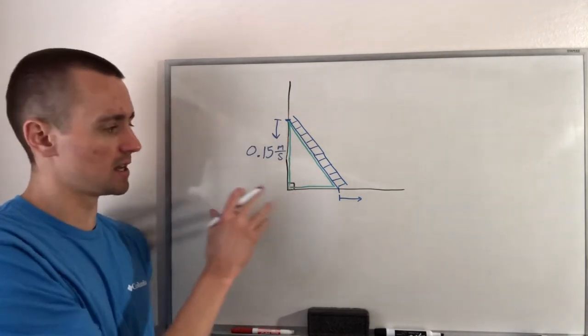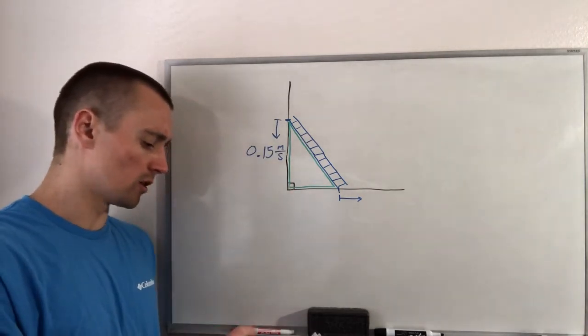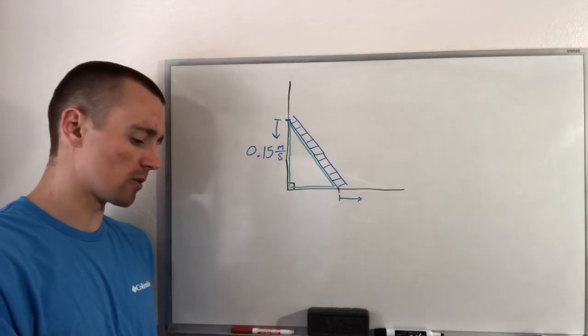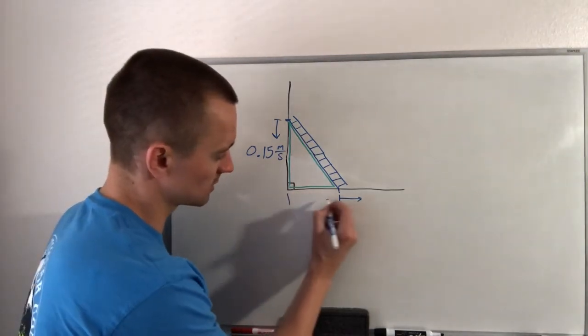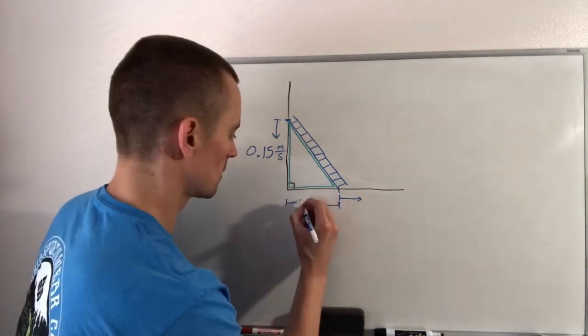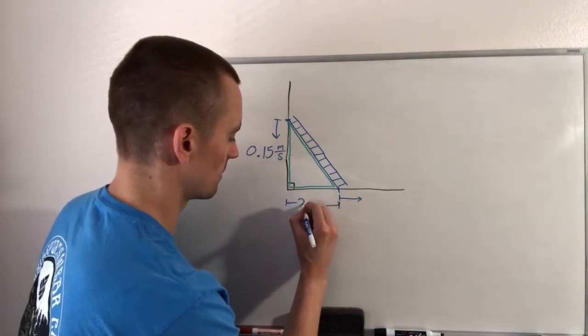And we also know at the moment that the problem is describing, essentially the moment when this snapshot is taken, we're looking at the moment when the bottom of the ladder is 3 meters from the wall. So when this distance here is 3 meters.